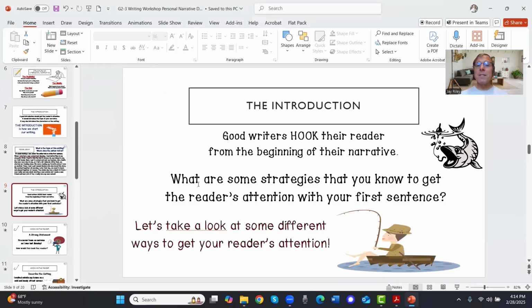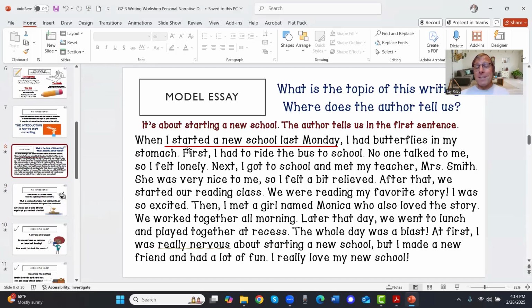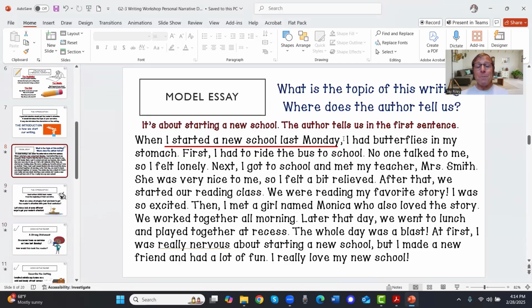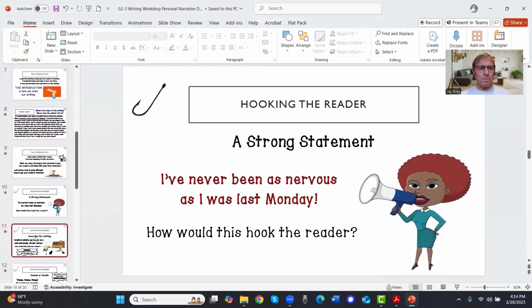So we're going to look at some different strategies for how we can hook our reader. The first is a strong statement. I've never been as nervous as I was last Monday. So that's, I think, better than saying, when I started a new school last Monday, I have butterflies in my stomach. So we could start with this strong statement and then go back and we can use that expression, that idiom, to describe that person having butterflies in their stomach.